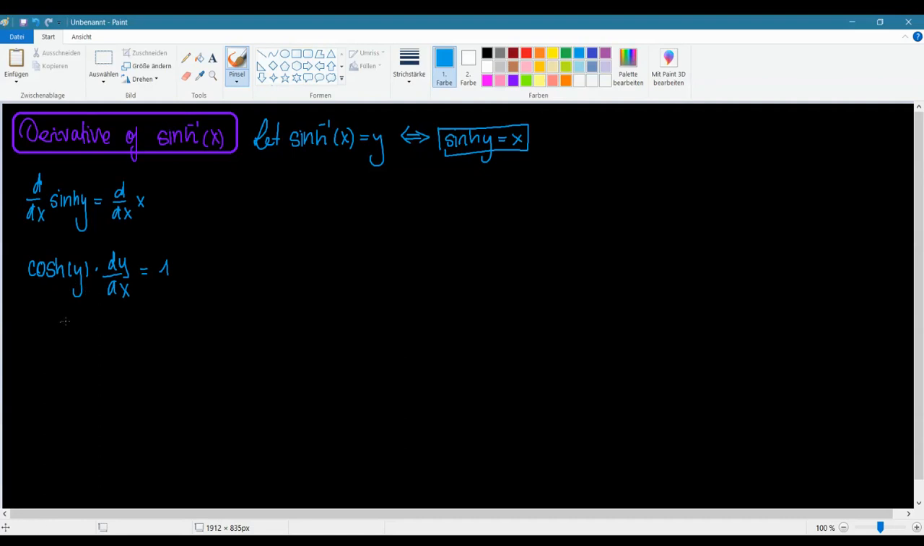Now we're going to divide by hyperbolic cosine y and we're going to get dy by dx is 1 over hyperbolic cosine y. Well, what do we do with that? I mean, there's a y in the denominator. If we leave things standing like this, we can't go back to our original notation, right? And we want to. So we're going to use one of the hyperbolic trig identities, one of the fundamental ones.